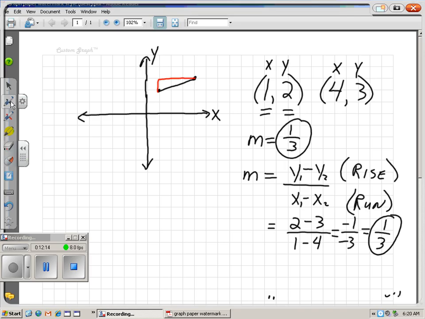Now just to show you that it would have worked either way, I'm going to start with the other x and y and do the same calculation. So starting with 3 minus 2 over 4 minus 1, I get 1 on top and 3 on bottom. I get the same slope, a little bit quicker. I didn't have to deal with the negative numbers.